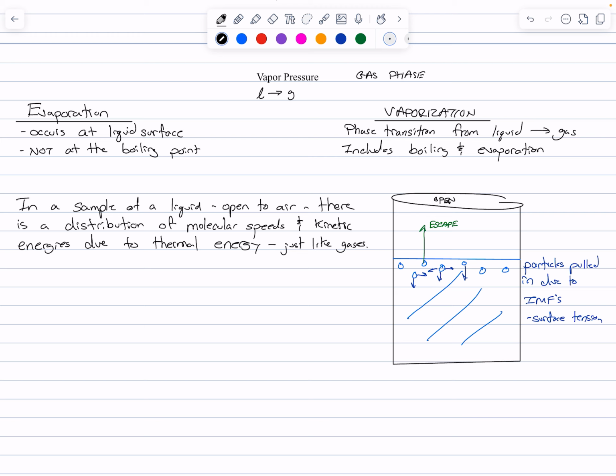But because of this, some molecules move fast, with higher or larger kinetic energy, and some more slowly, with lower KE.